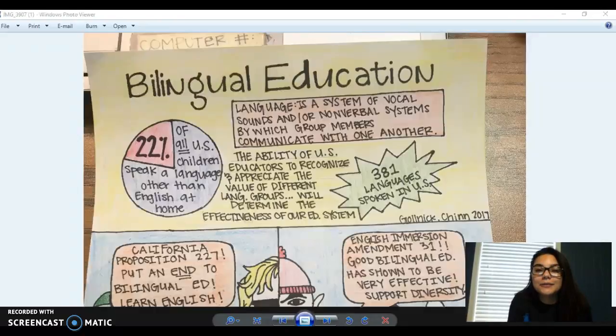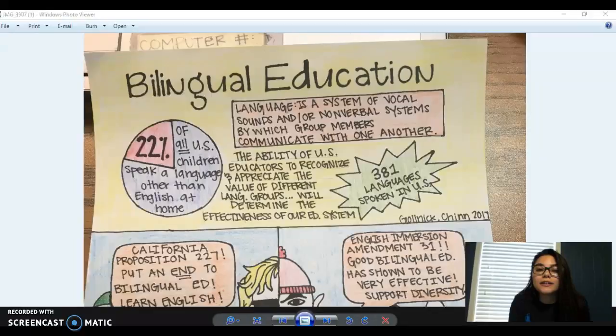Language is a system of vocal sounds and/or nonverbal systems by which group members communicate with one another. Language is a tool for the development of one's awareness and intelligence. The U.S. has 381 languages spoken. There are 6,000 spoken worldwide, so it's neat that in most of our schools we get to see many spoken.